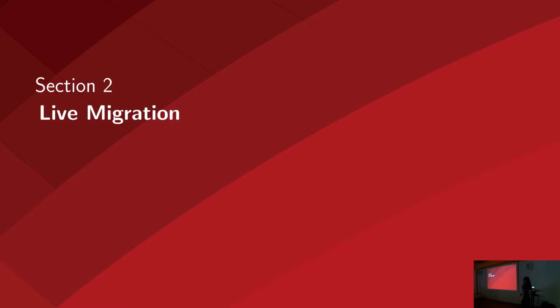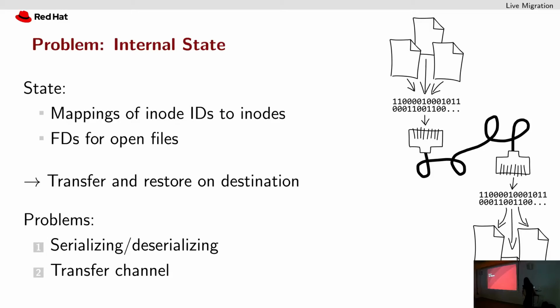Okay, now let's talk about something more interesting, live migration, because that's always interesting. So the question is, why is live migration a problem for virtio-fs? The problem is that we have internal state. I just talked about this mapping of inode IDs to inodes, and we also, of course, have file descriptors for every file that the guest has open, and we want to do IO through it. And the thing is, we need to transfer state to the destination and restore it there.